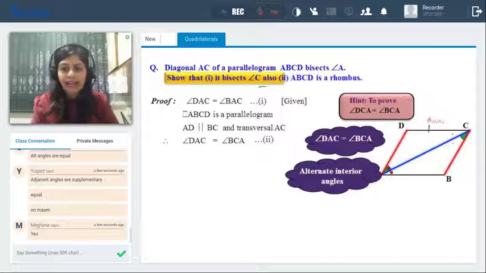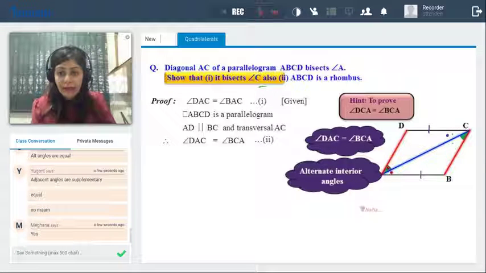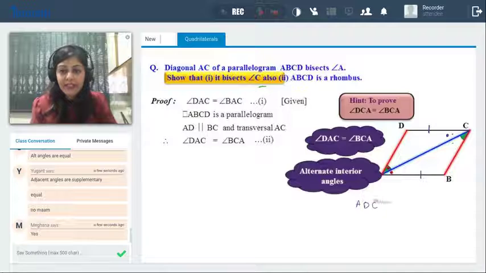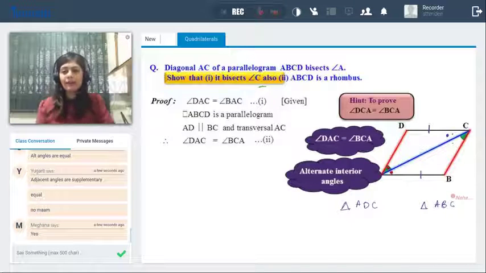What do we have? CD and AB as opposite sides of the parallelogram. Let me quickly name the two triangles that we're going to prove congruent. It's going to be triangle ADC and triangle ABC. We are going to prove these two triangles congruent. Let's quickly look at that.